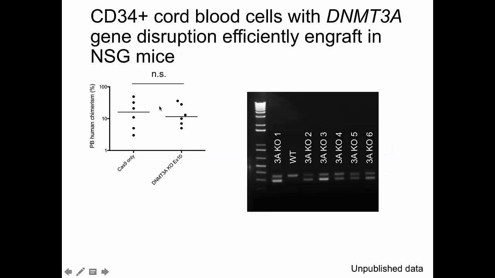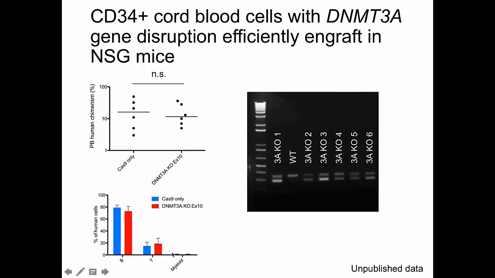And similar to what I was showing with CD45, when we looked at the engraftment capacity, or the engraftment of Cas9 only versus the DNMT3A knockout cord bloods, again, each of these cord bloods we split in 2 so that we have an internal control. We didn't really see any significant difference between the 2, and that was good. Same thing when it came to the different lineages. We actually had really low, for some reason, really low myeloid engraftment in this set of experiments, but we didn't see any significant difference between the Cas9 only and 3A knockout treated samples with respect to percentage of B cells, T cells, and myeloid cells.